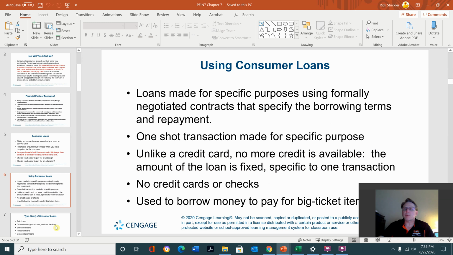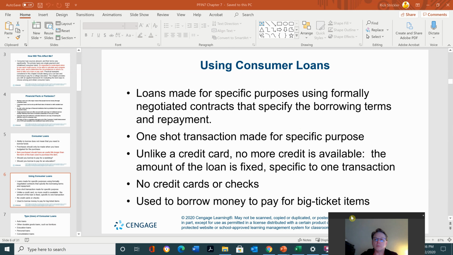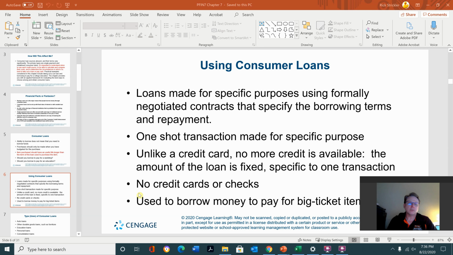Loans made for specific purposes using formally negotiated contracts that specify the borrowing terms and repayment. One-shot transactions made for a specific purpose. Unlike a credit card, no more credit is available. The amount of the loan is fixed, specific to one transaction. No credit cards or checks. Used to borrow money to pay for big ticket items. That's what consumer loans are.